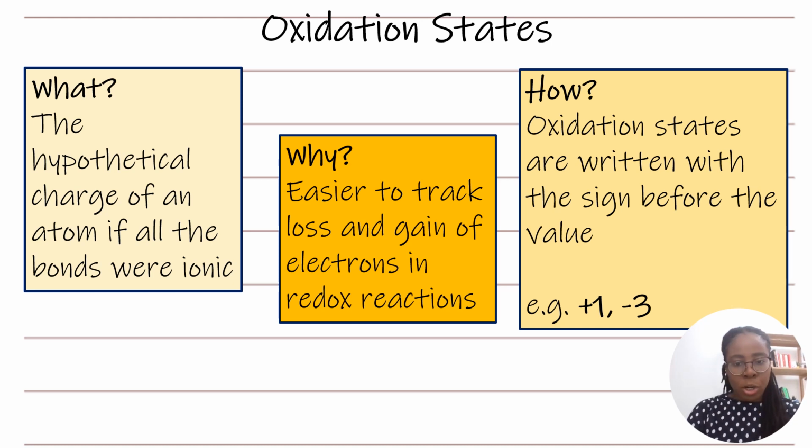have an actual charge. When we write oxidation states, we write them similarly to how we would write a charge, except we always write the sign before the value. So for a charge, we would say 1 plus or 3 minus, whereas for an oxidation state, we would say +1 or -3.